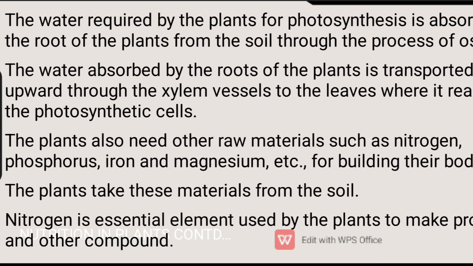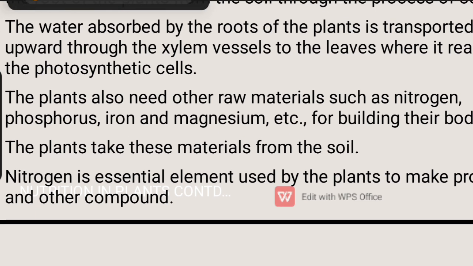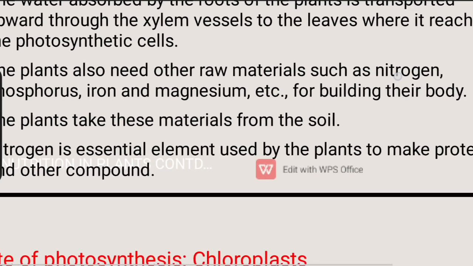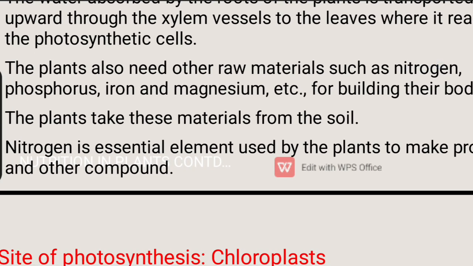The plants need raw materials such as nitrogen, phosphorus, iron, and magnesium for building their structure, or you can call it the body. The plant takes these materials from the soil. Nitrogen is essential and is used by the plant to make protein and other compounds, and we spread urea, which contains nitrogen, in our field.